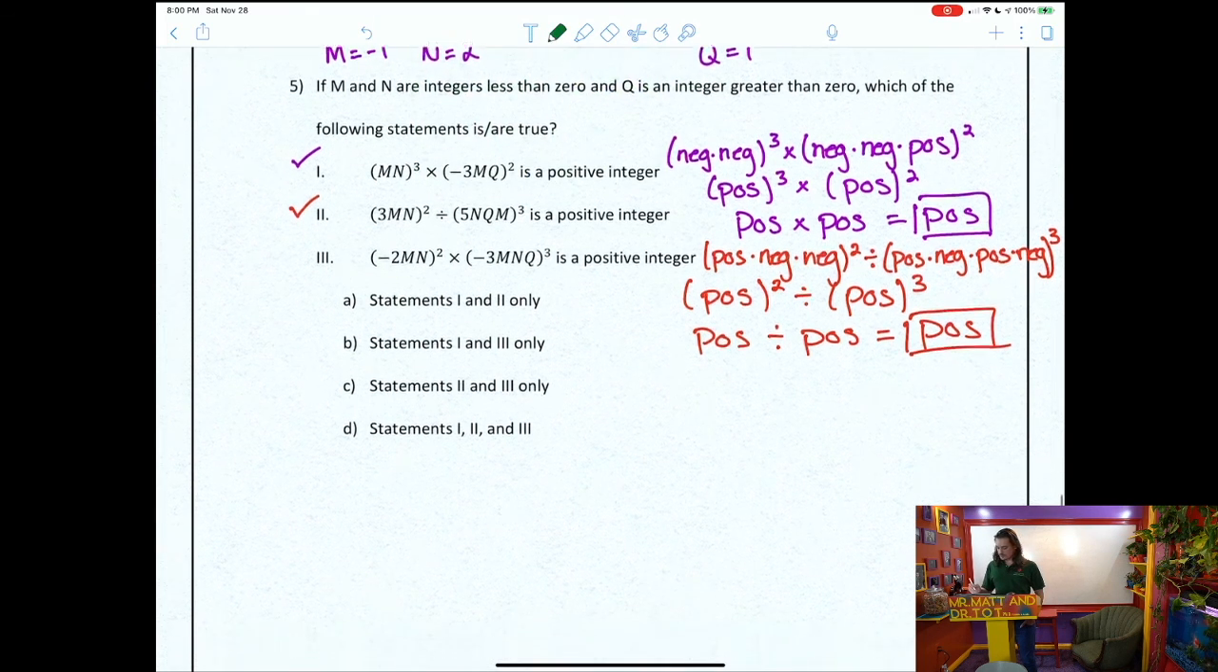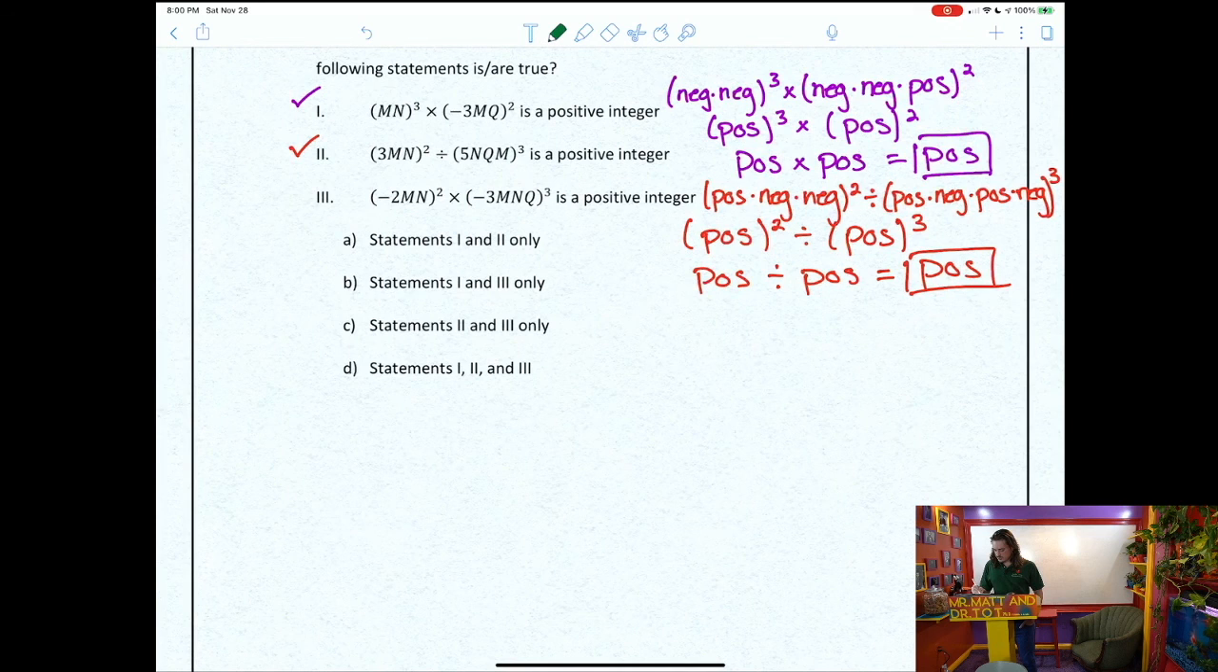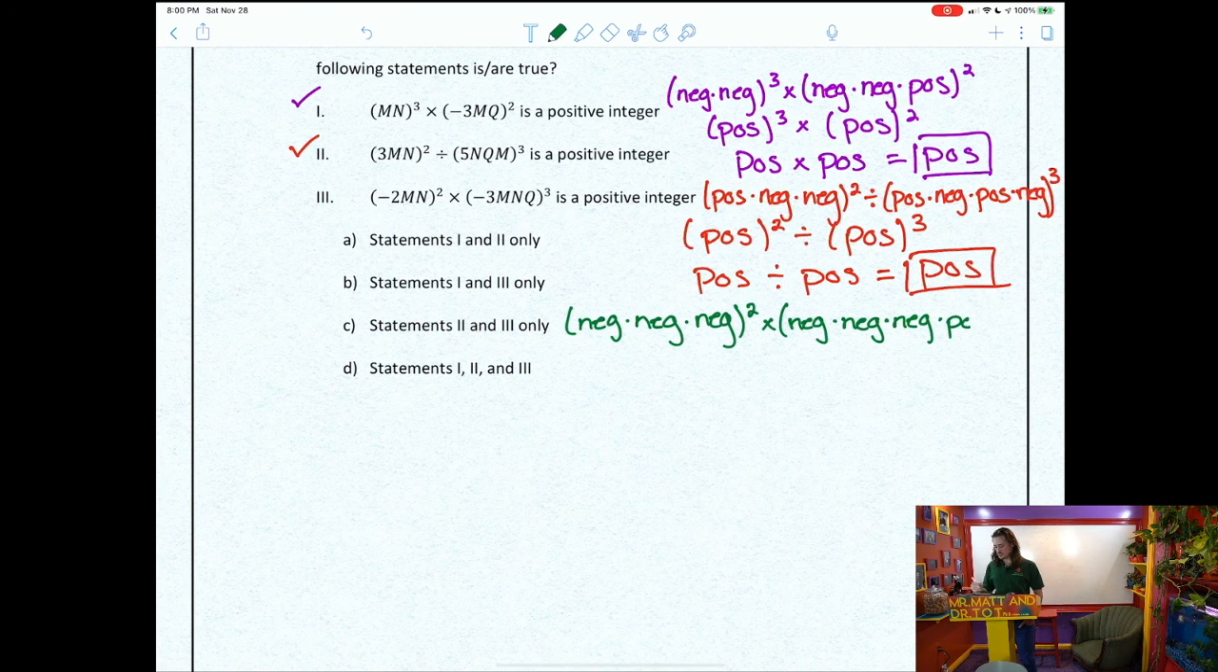And statement number 3, we have negative 2, which is obviously negative, times m, which is negative, times n, which is negative, quantity squared, times negative 3, which is negative, times m, which is negative, times n, which is negative, times q, which is positive, quantity cubed.